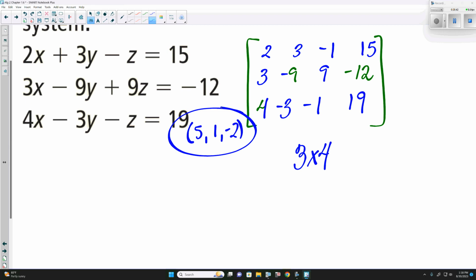What I did: second matrix, edit, 3 by 4. So you have 2, 3, negative 1, 15, 3, negative 9, 9, negative 12, 4, negative 3, negative 1, 19. And that's it. Questions on any of this here?